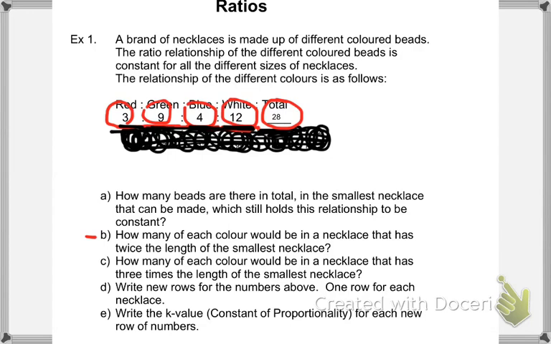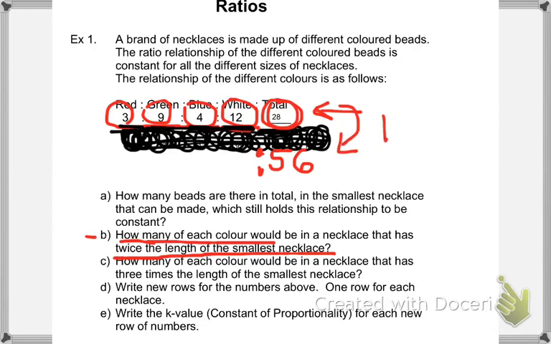Now for B, how many of each color would be in a necklace that has twice the length of the smallest necklace? Well, this length has a total of 28 beads. So if we have a necklace that's twice the length, then that would be 56 beads altogether for the total to be twice the length. So in order to get from here to here, we multiplied by a k, constant of proportionality, of 2. So you would multiply 28 by 2 to get 56.